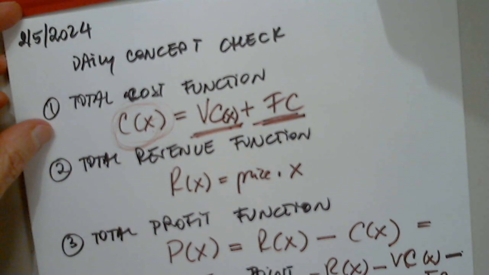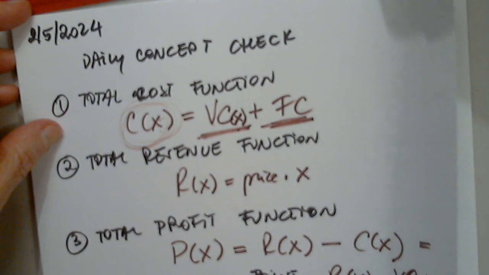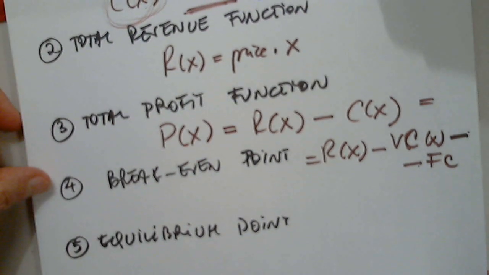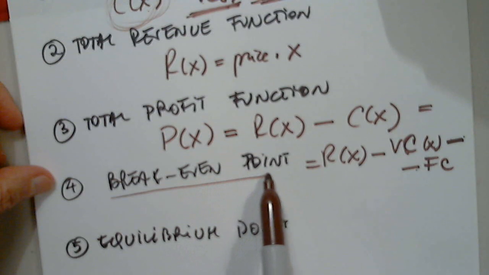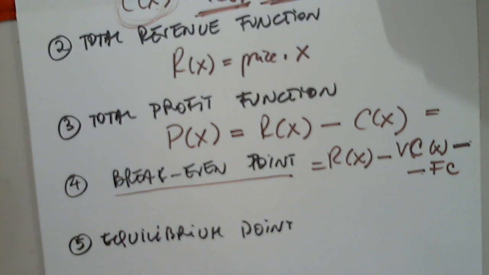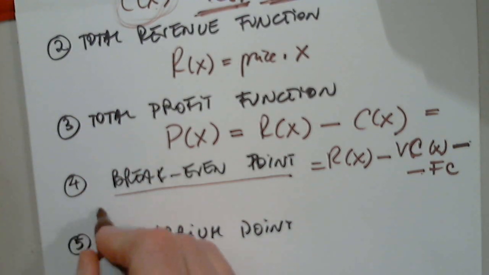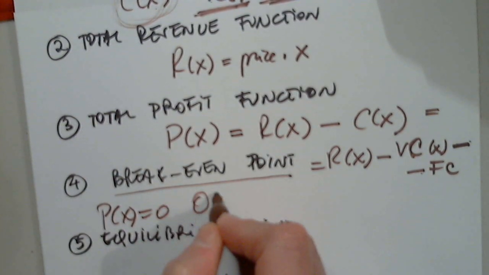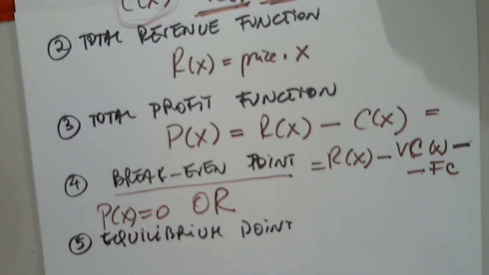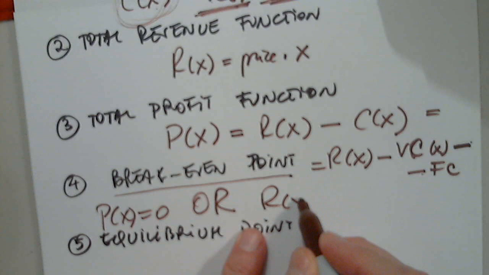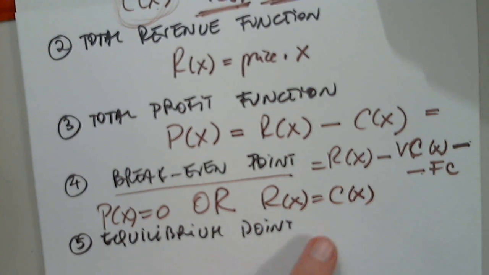Okay. What is the break-even point? How do we obtain it? The break-even point. Profit function equals 0. Exactly. The profit function equals 0, or if you don't like this, which is the same, what is the other option? R of X equals C of X. Yes. Revenue equals total cost.